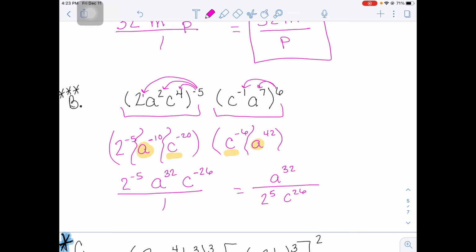Now, the only thing left that we need to do is to actually simplify 2 to the 5th power. We don't know what A value is or C value, but we do know that we can evaluate 2 to the 5th power. So A to the 32 stays, C to the 26 stays where we put him, and 2 to the 5th power is actually 32. So this would be our final answer.